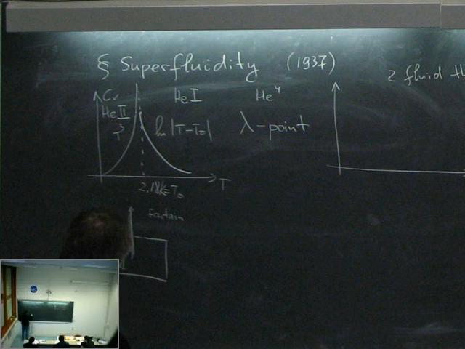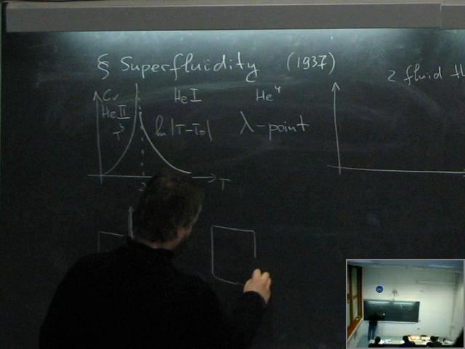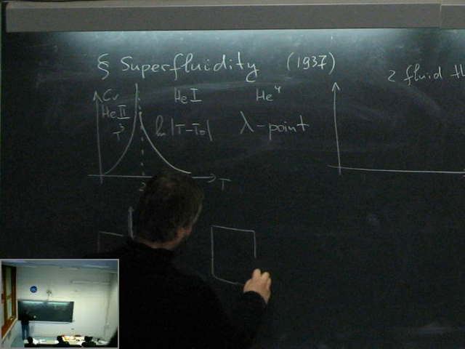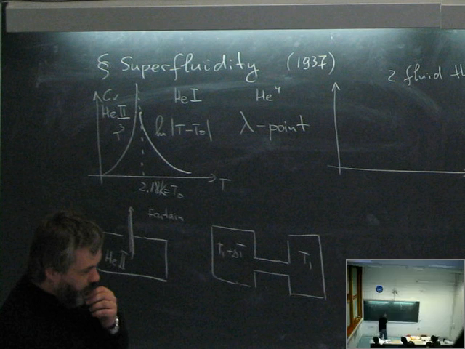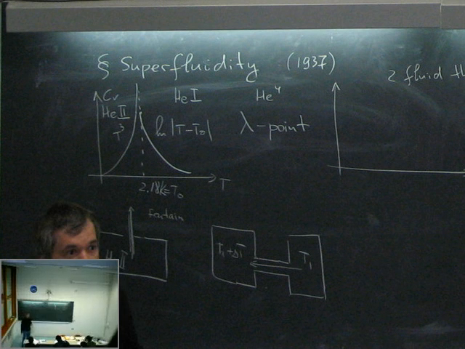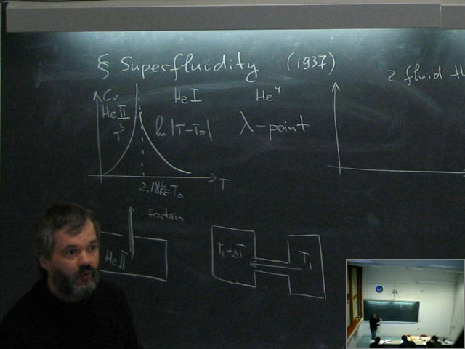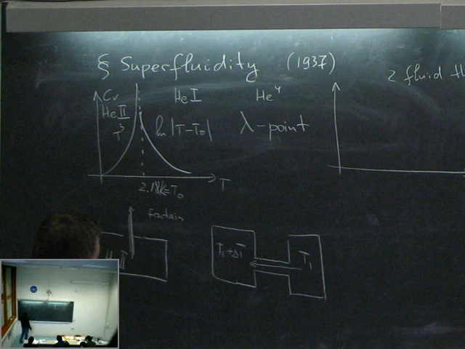Then there was an experiment with two reservoirs. One is at temperature T1 plus delta T, and another one is at T1. Again, the flow was detected as coming from the cold reservoir to the hot one in order to make the hot reservoir cold, which again was surprising. Usually we have it the other way around. If we have hot and cold, then the hot substance goes to the cold reservoir in order to make the cold stuff hot. Here it was the other way around. This was puzzling.